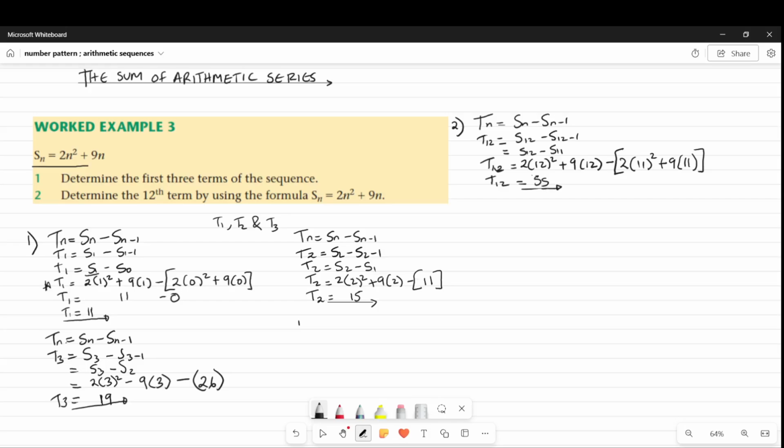And guys, remember this formula over here is not given on the data sheet, so you have to memorize it, you have to know it off by heart. And this is how we answer questions based on the sum of arithmetic series when they give you the Sn formula.